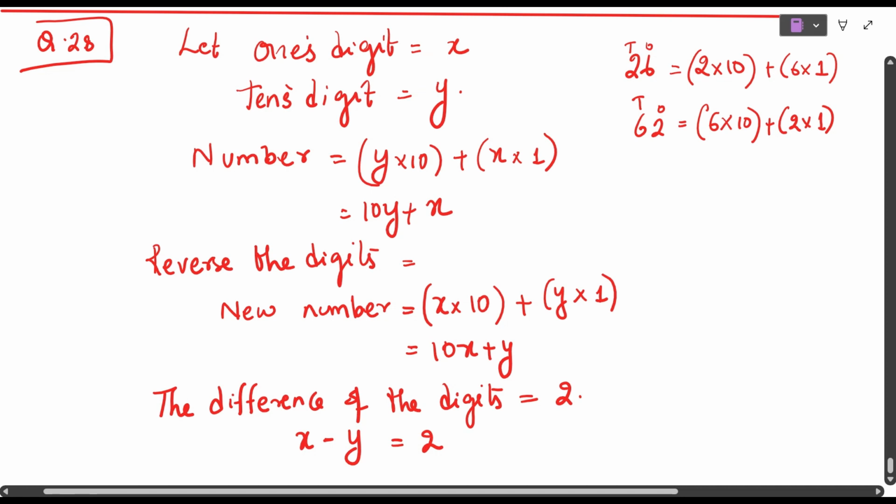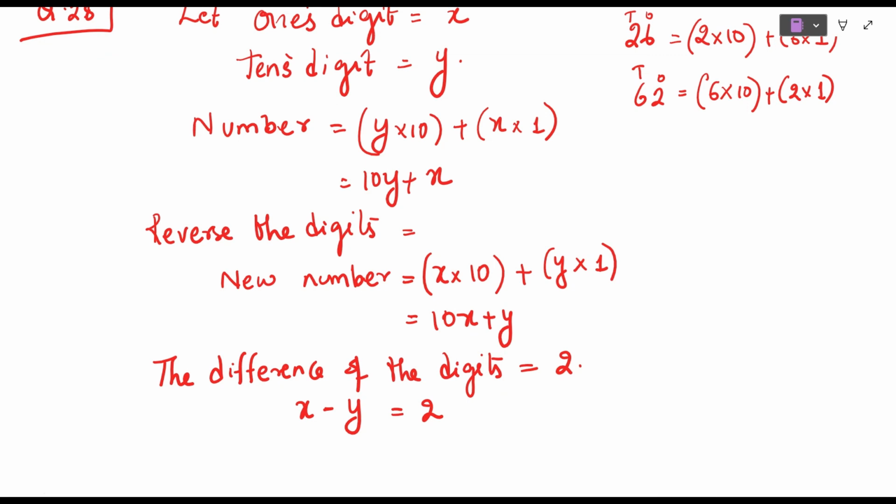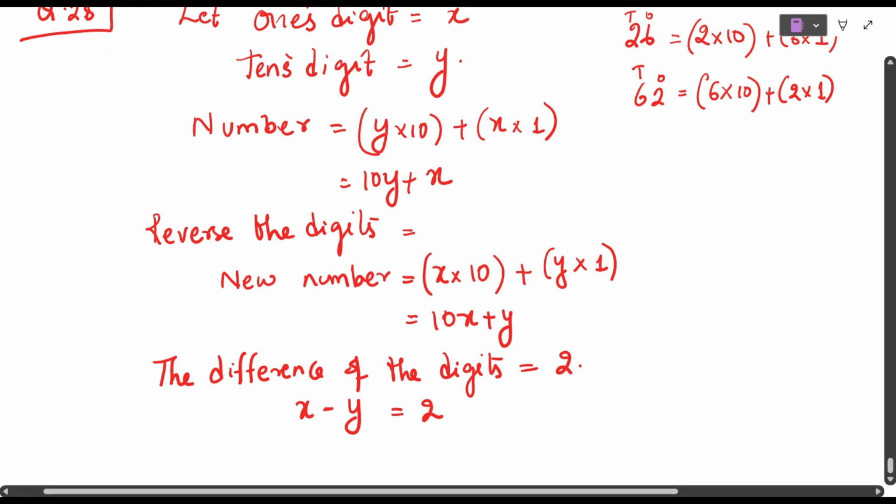The next sentence in the question is, we have to add the number and the reversed number. Sum means addition, no? So first our number is 10y plus x, and we have to take the reversed number 10x plus y. If we add these two, the number they have given is 66. So this is the equation for our given sentence.